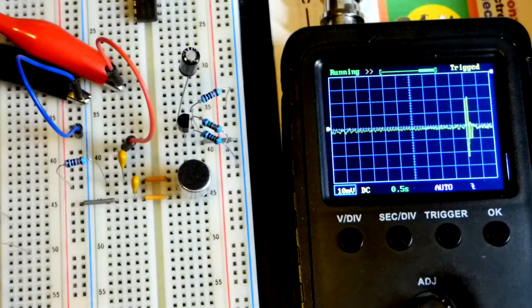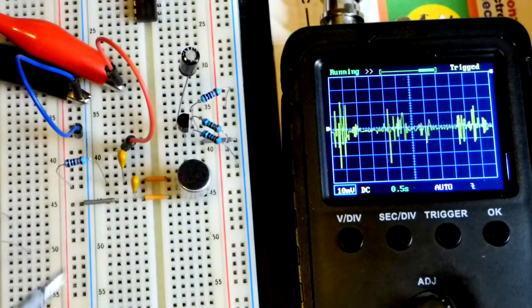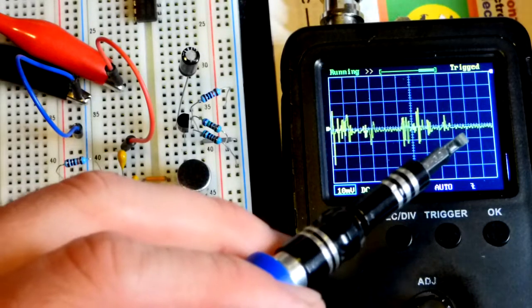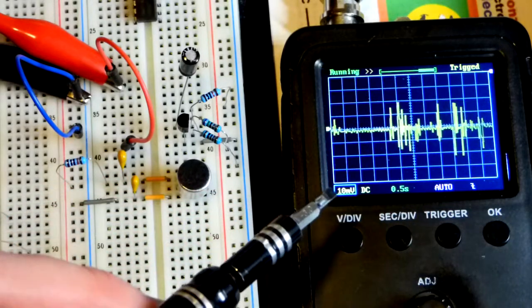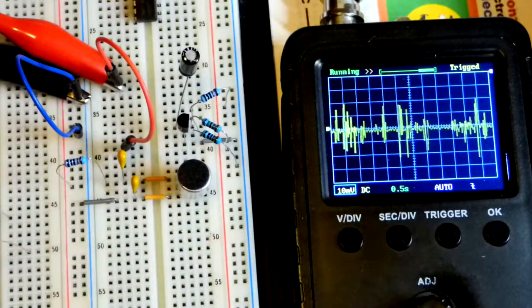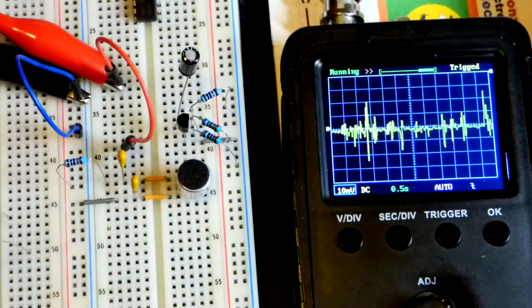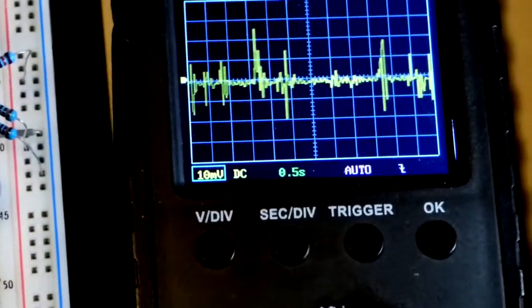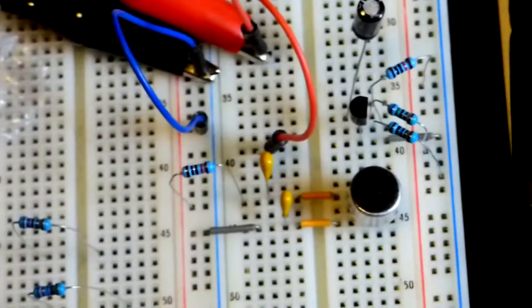So, in my last video, I put together my first condenser microphone circuit. You can see when I don't talk, it's relatively smooth there. And when I do talk, we have spikes right there. So, this is at 10 millivolts. Not sure how you can see that. But in any case, not going to go over this circuit too much right now.